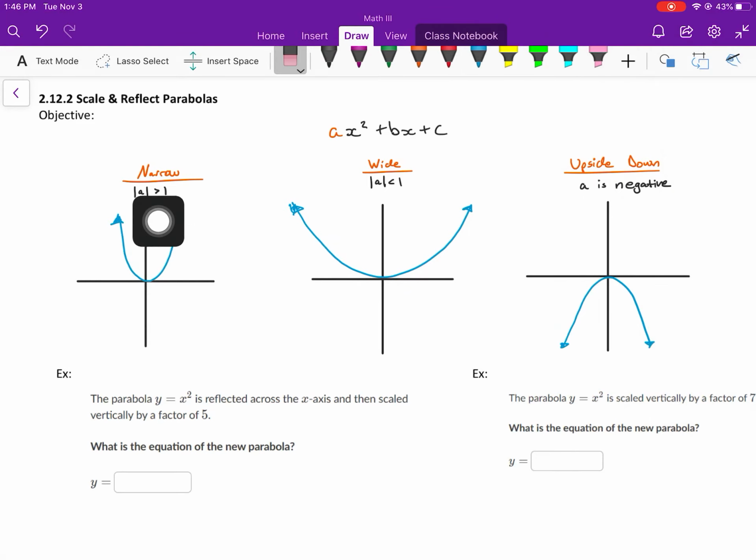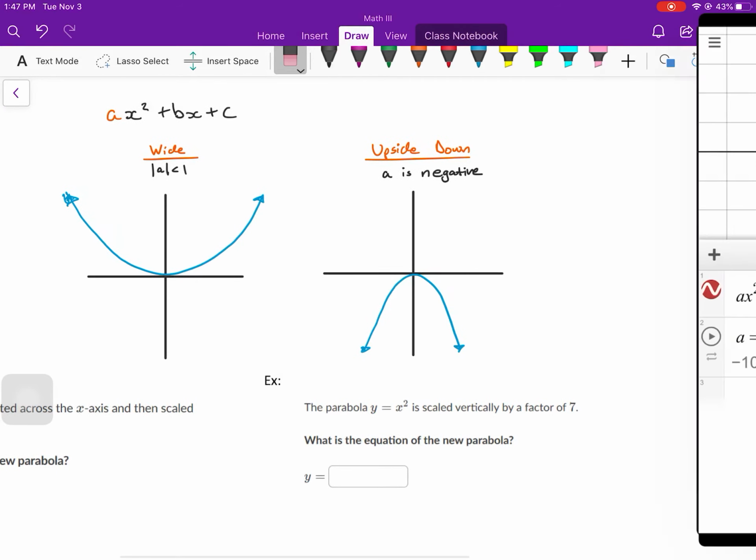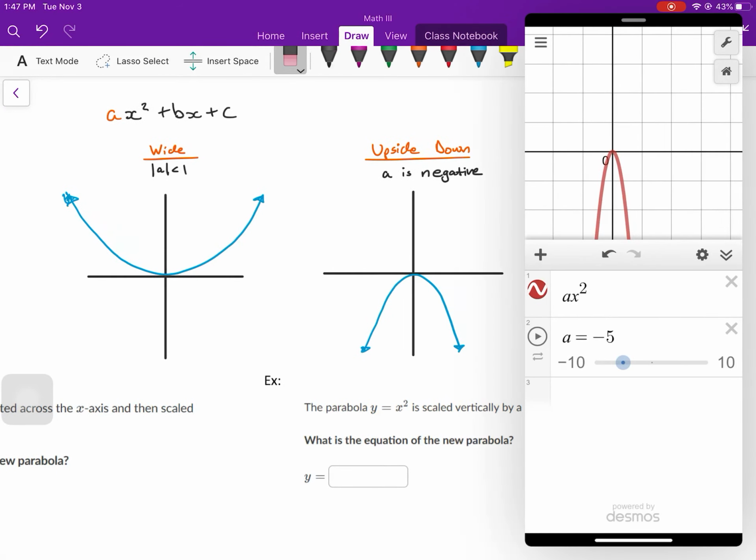So right here, it's narrow if the absolute value of a is greater than 1. It's wide if the absolute value of a is less than 1. Now, realize it's the absolute value of a, because if a is negative, then what happens? It goes upside down. You can see that right here. Look at what happens if I put a negative value. Now, all of a sudden, it's flipped. It's upside down because it just takes those positive outputs of x squared and makes them negative, is what it does.